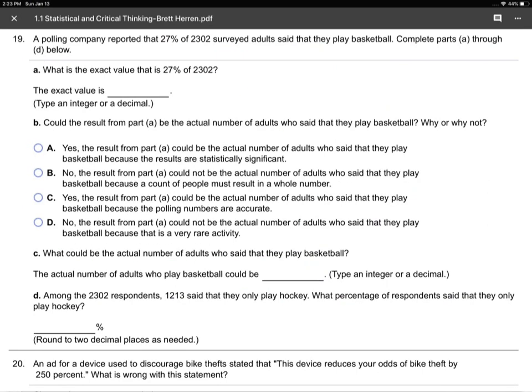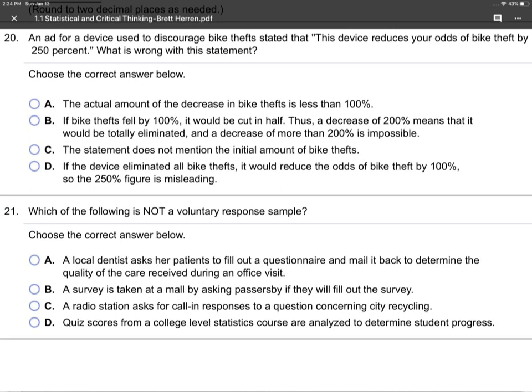A polling company reported 27%, and so on. That's the same kind of question. Yeah, so that's easy. I'll move on.